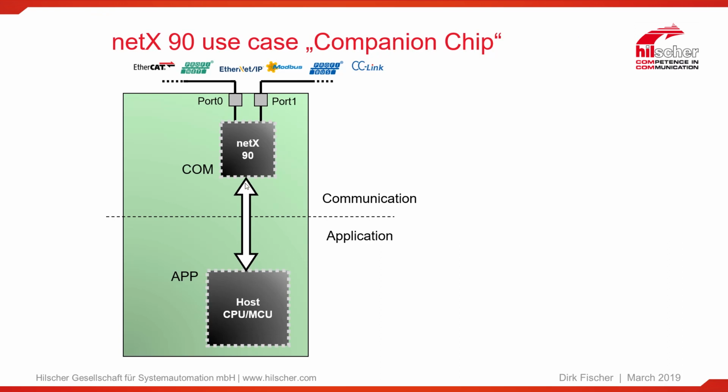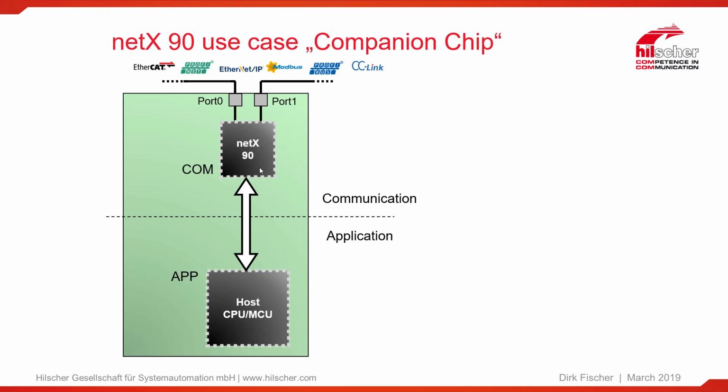In between you see this white arrow here, and this represents the hardware interface, which could be a parallel interface or a serial interface, an SPI interface. From the logical perspective, both controllers share data via a dual-port memory, which is explained in a different video tutorial.